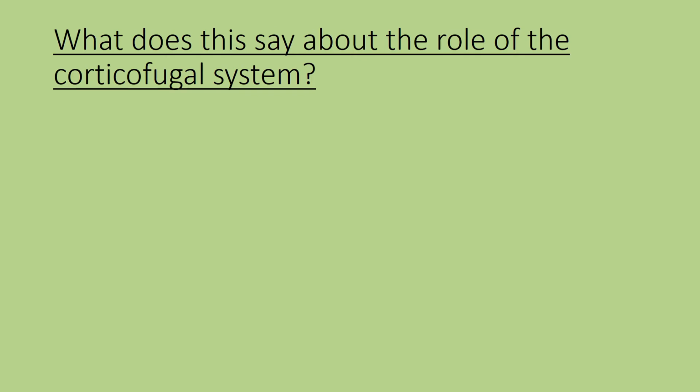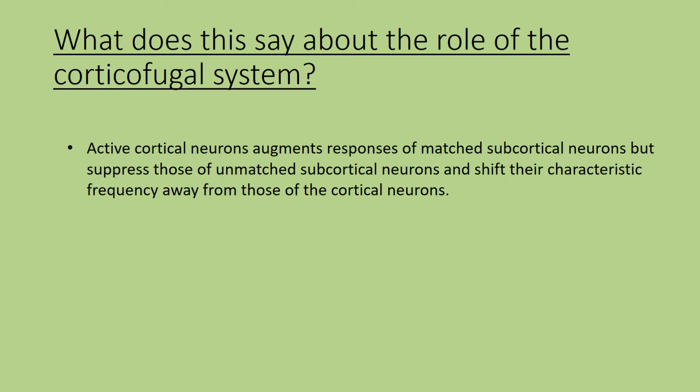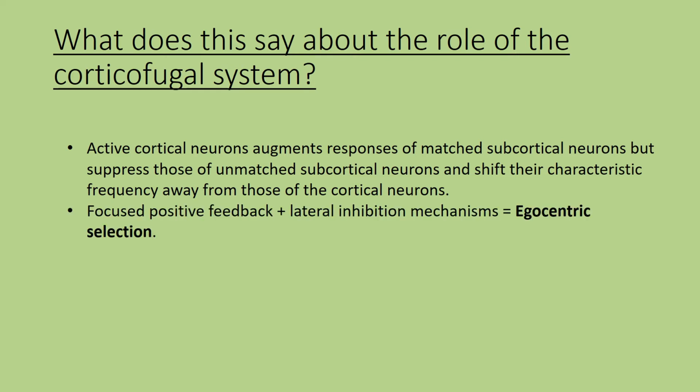What does this say about the role of the corticofugal system? If when we inactivate regions of the cortex there is a decrease in matched subcortical neuron response and an increase in unmatched subcortical neurons' response with a shift towards the best frequency of the matched ones, we can conclude that the opposite happens when the cortex region is active. We can conclude that active cortical neurons augment responses of matched subcortical neurons but suppress those of unmatched subcortical neurons and shift their characteristic frequency away from those of the original cortical neurons. This is termed egocentric selection and is a result of focused positive feedback and lateral inhibition mechanisms. This selection achieves multiple things.